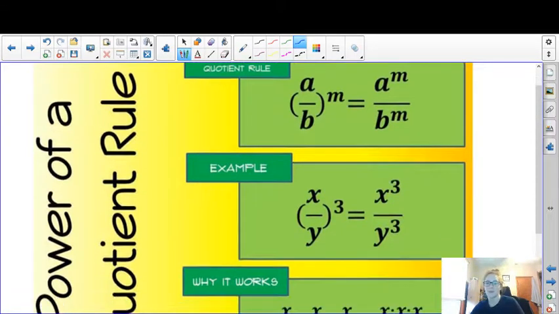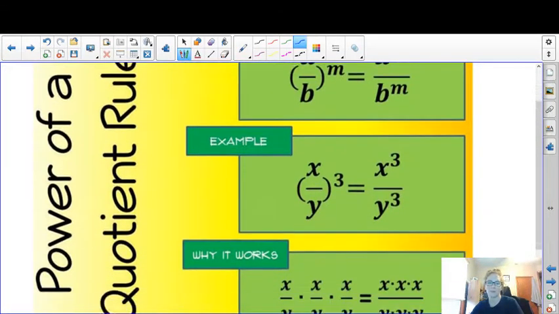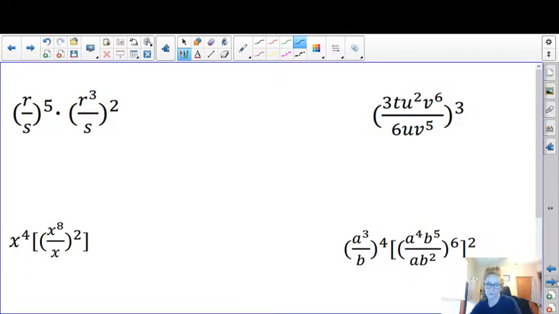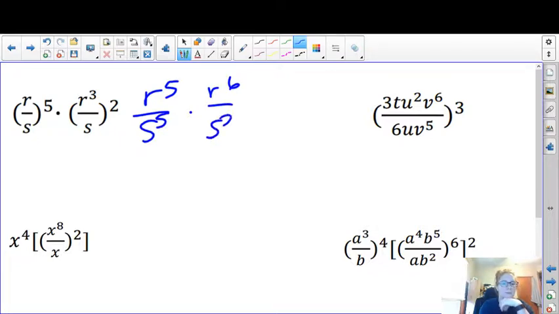And then same thing as a product, the quotient also gets everything distributed through the fraction sign or division sign. So I have r to the 5th, s to the 5th, times r to the 6th over s squared, which gives me r to the 11th over s to the 7th.